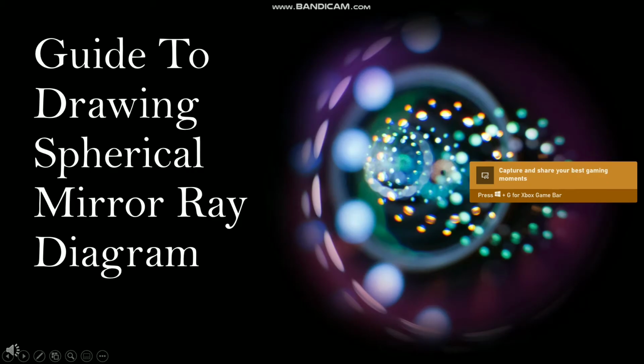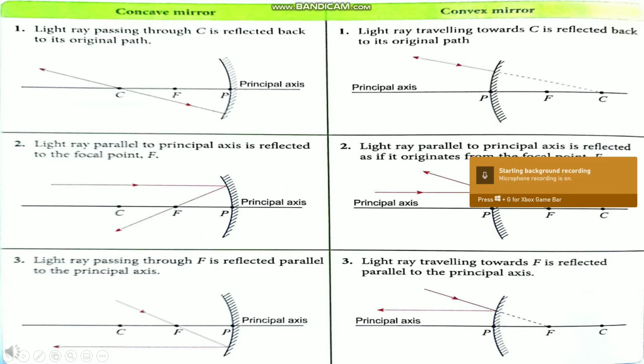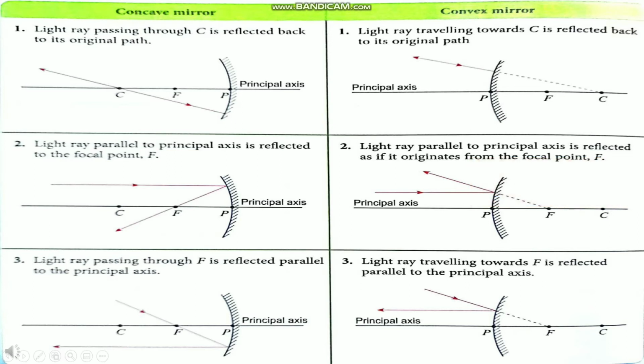Next is the guide to drawing spherical mirror ray diagrams. Concave mirror. Light ray passing through C is reflected back along its original path. Then light ray parallel to the principal axis is reflected to the focal point F. Light ray passing through F is reflected parallel to the principal axis.